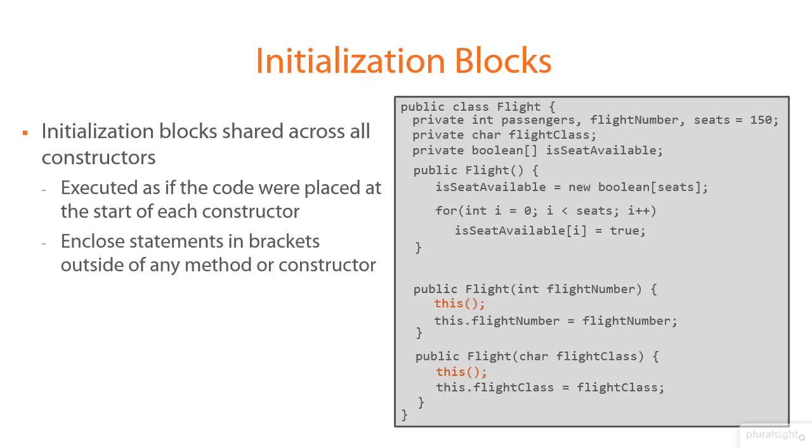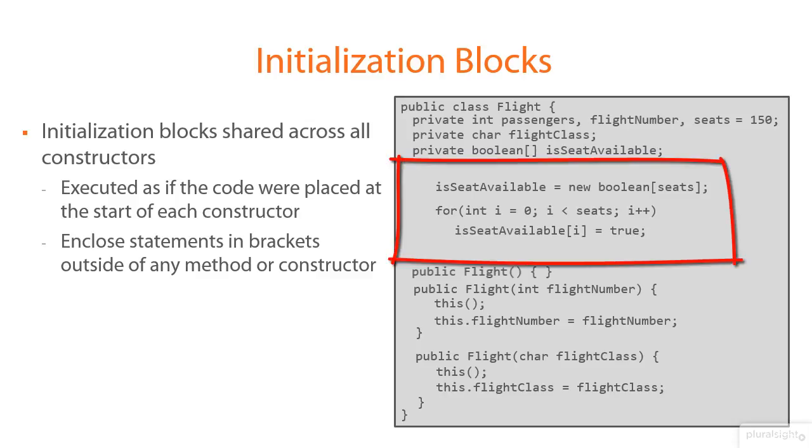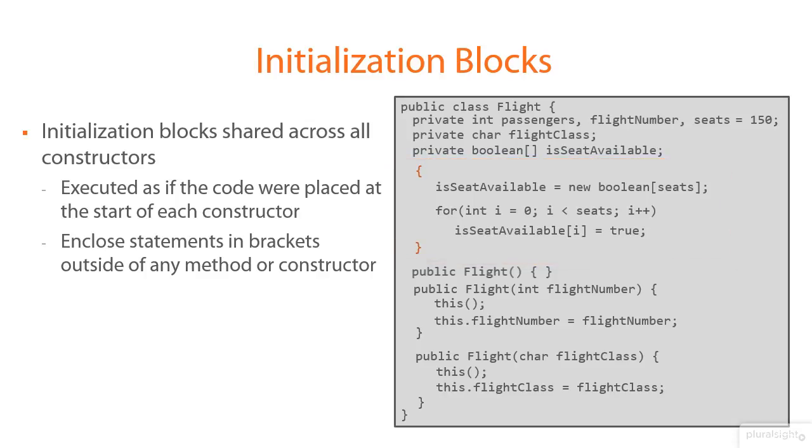And all we have to do is take that code that we want to share and place it within brackets outside of any method or constructor. Let's take our no-argument constructor and take all the code out of it and we'll move it down. So now it has no actual code inside of it. And then we'll take that code that we want to run and wrap that in brackets. Notice there's no constructor name here, there's no method name, it's just the brackets and the code. That turns that code into an initialization block. And it will automatically be executed as if it's at the beginning of each one of our constructors.